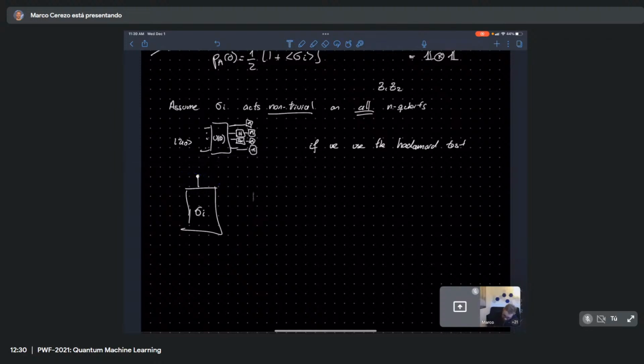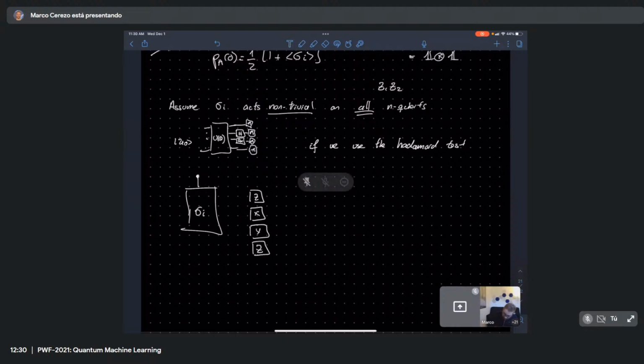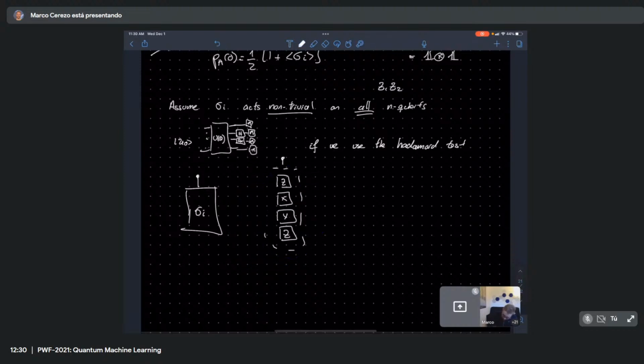Sigma_i is just, in this example right here with 4 qubits, Z on the first qubit. That's why we didn't change basis. X on the second qubit, Y on the third qubit, Z on the fourth qubit. This is just following our previous 4 qubit example. And I need to control this. How would I go about doing this?